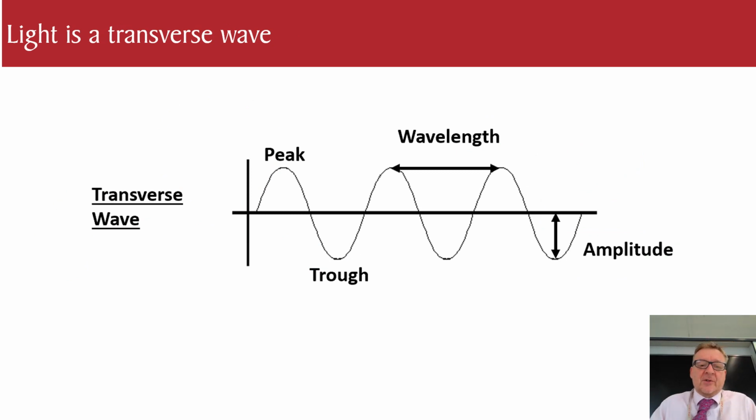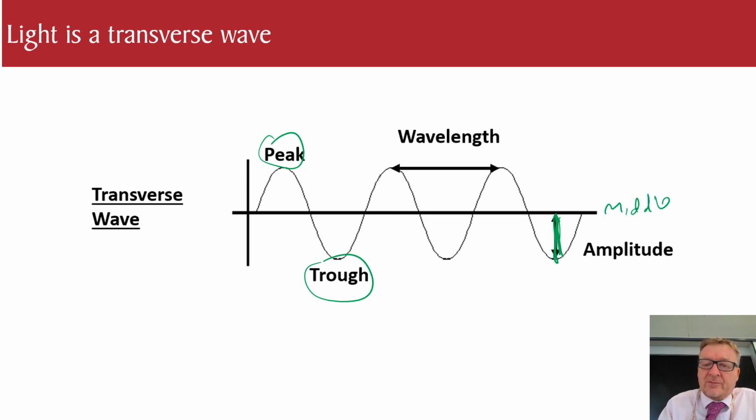Now light is something called a transverse wave. What you do is you've got peak, you've got trough. Amplitude is the height of the wave, and it kind of goes from the middle line, right, to the top of a peak, or it could go to the bottom of a trough, or it could go from the middle line to a peak. And wavelength is from a peak to a peak, or it could be from a trough to a trough, or it could even be from that point on the wave there to the corresponding point on the next wave there. That's our wavelength.